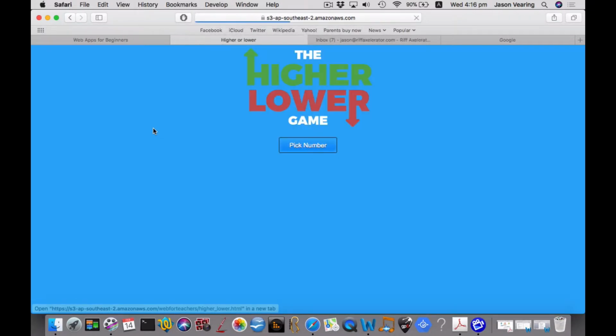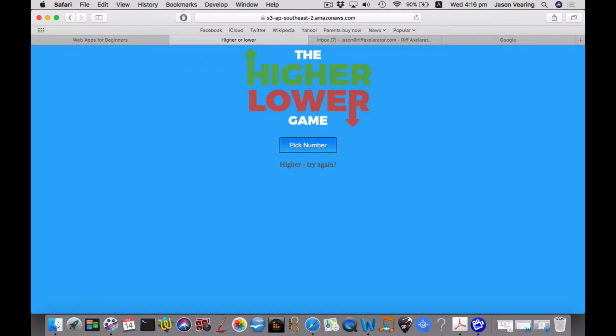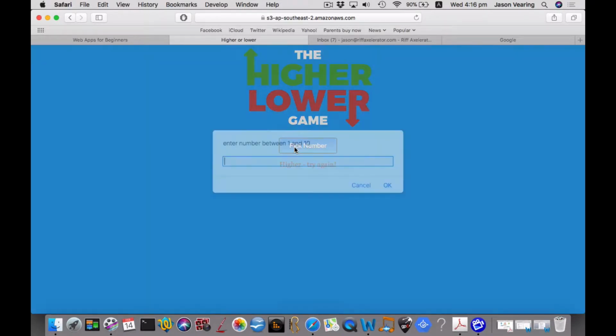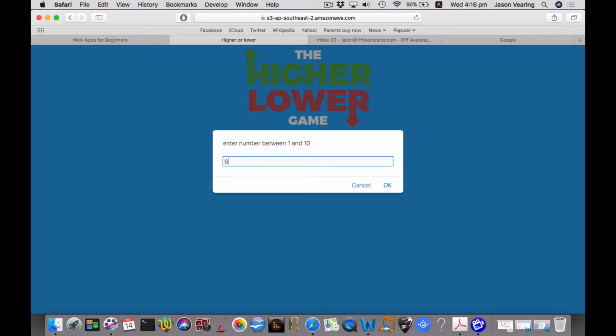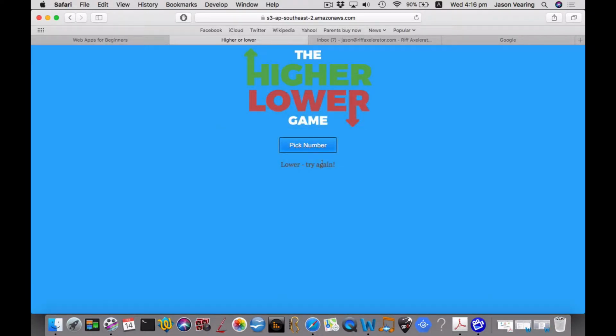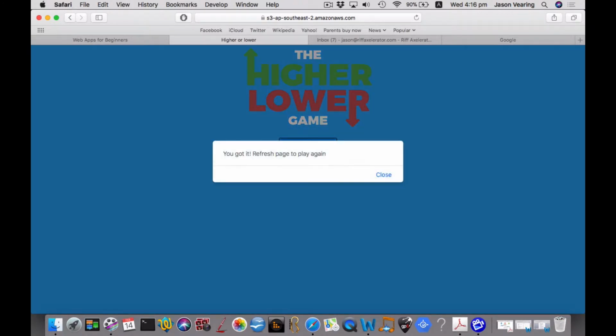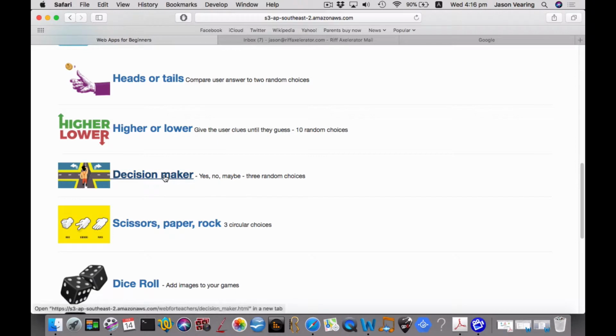Then the next level is higher or lower, so you're not only matching a number, you're also giving a range, and you're directing them to go somewhere until they get that. Decision maker is yes, no, or maybe, same thing, just the third option.